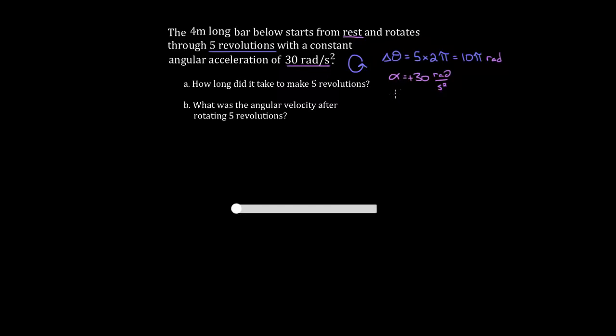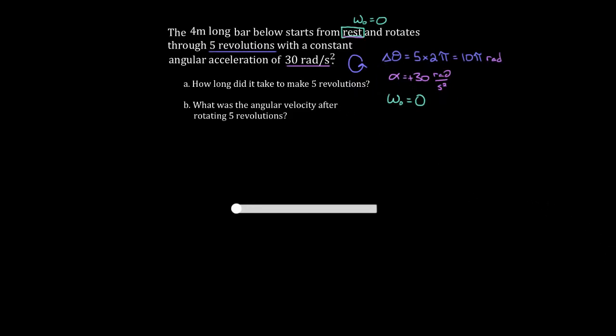You always need 3 in order to solve for a 4th. So what's our 3rd rotational kinematic variable? It's this, that it says the object started from rest. So this is code word for omega initial is 0. Initial angular velocity is 0 because it starts from rest. So that's what we can say down here. That's our 3rd known variable. And now we've got 3, we can solve for a 4th.